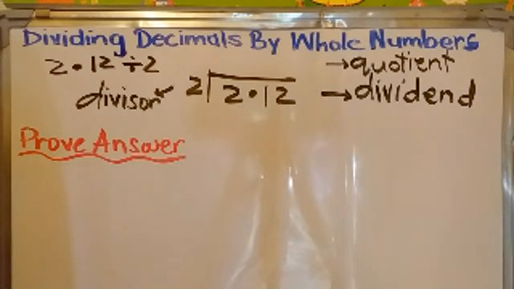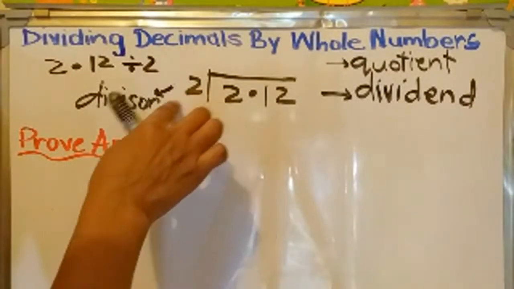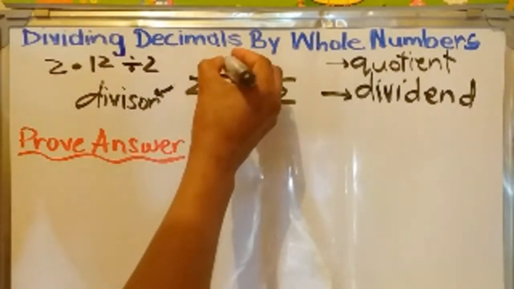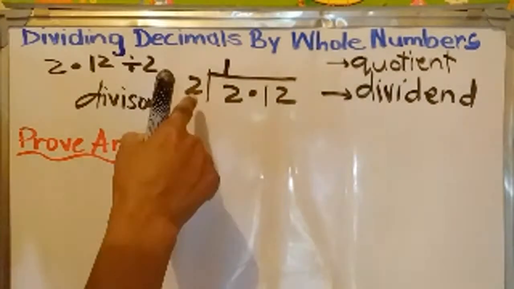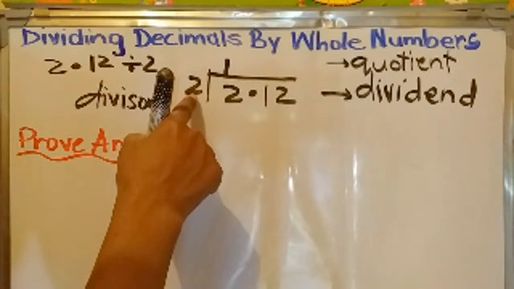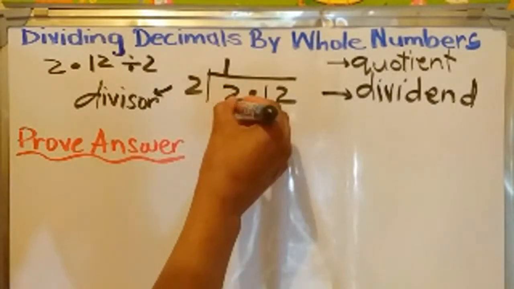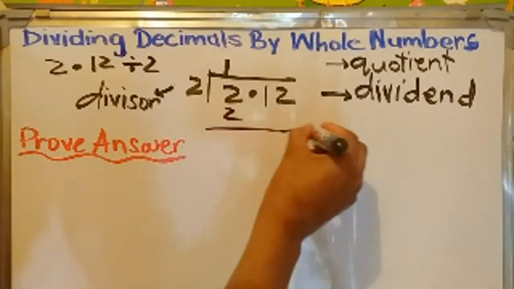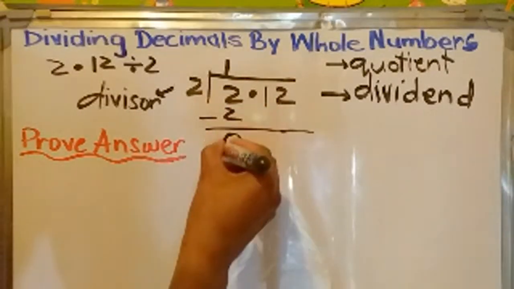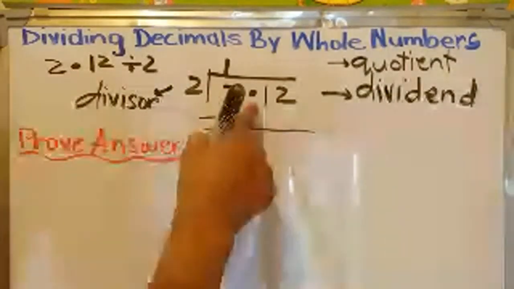All right, so let's go ahead and work this problem. So now you're going to ask yourself, how many groups of 2's can you get from this 2? And of course, we can only get one group of 2's. So 2 multiplied by 1, you have 2. You're going to take away now. You have 0 left.